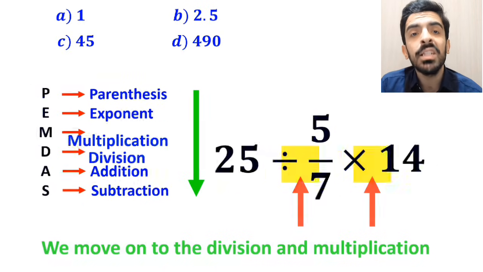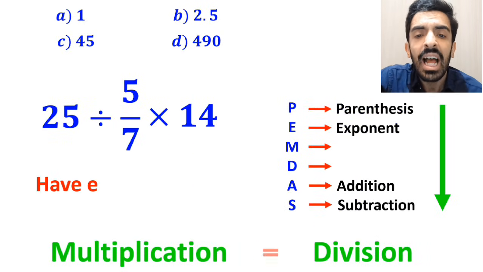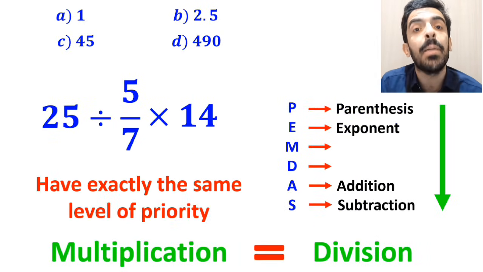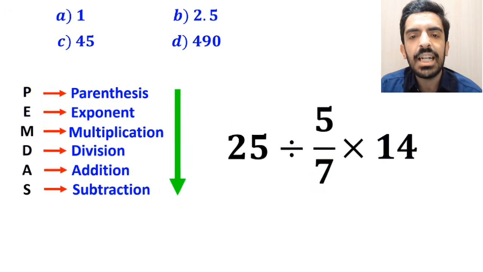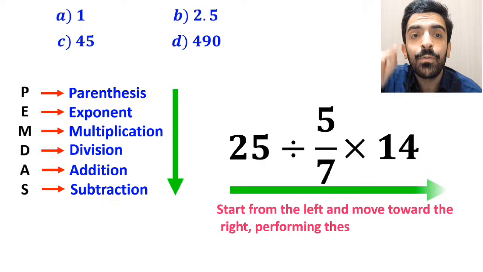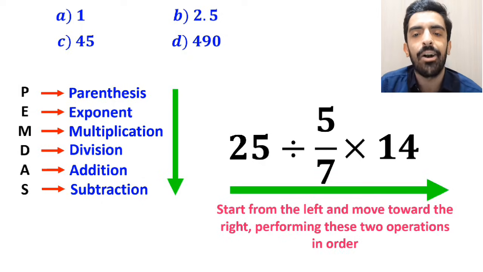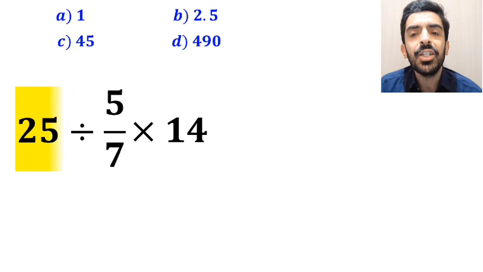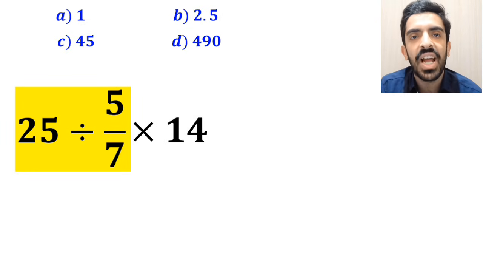However, it's very important to note that multiplication and division have exactly the same level of priority in the PEMDAS rule. In this situation, the best approach is to start from the left and move toward the right, performing these two operations in order. So, we'll start with the expression 25 divided by 5 over 7.